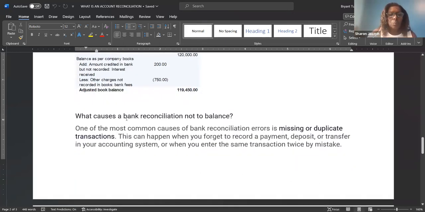So let's look at what causes the bank reconciliation to be out of balance. One of the most common causes of a bank reconciliation error is missing a duplicate transaction. Let's say that you've recorded a check multiple times, you've recorded an invoice multiple times, you've recorded a deposit multiple times, or vice versa, you're missing a deposit, you're missing recording the bank fees and so forth. These are the types of errors that would cause your bank reconciliation to be out of balance.